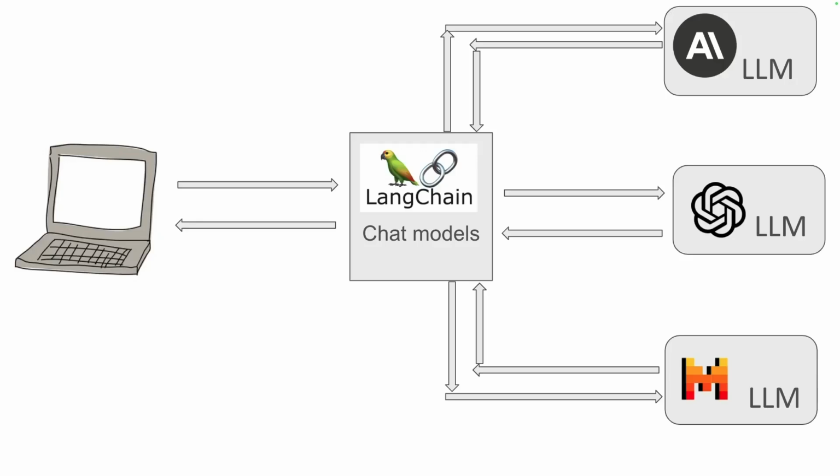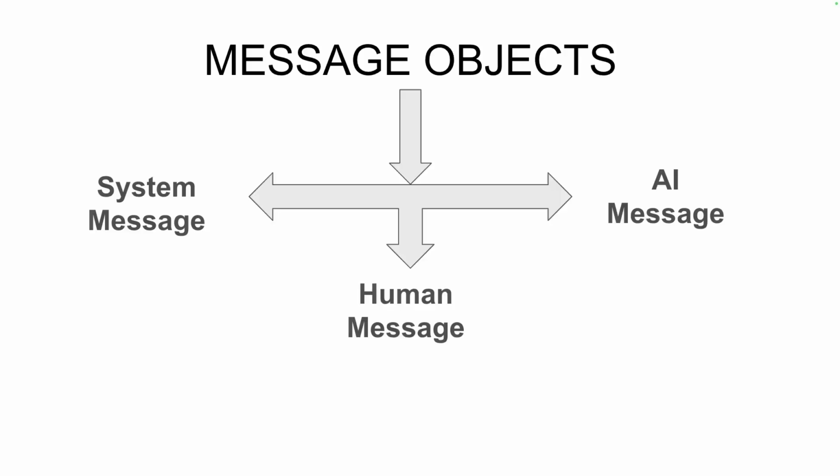Now, before we go further with chat models, I want to introduce you to one more important topic, that is message objects. All chat models in LangChain work with message objects. So there are basically three message objects. One is called system message. Then you have human message, which is also called user message. And then you have the AI message.